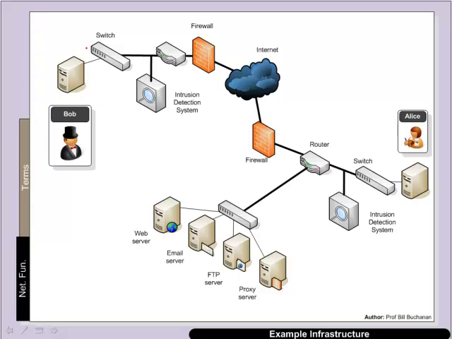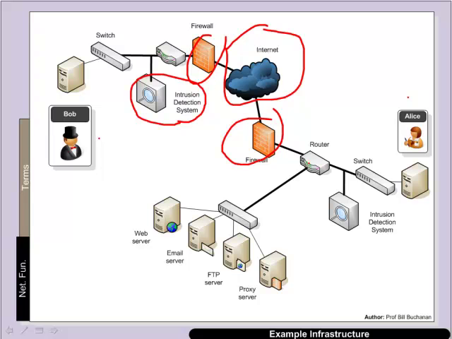So an example network might be this. We have Bob and Alice over here. We have firewalls in between. We have a public channel of the internet. We might have some security devices such as intrusion detection systems throughout. We might have some servers, each connected to a switch, and we can have routers in between.